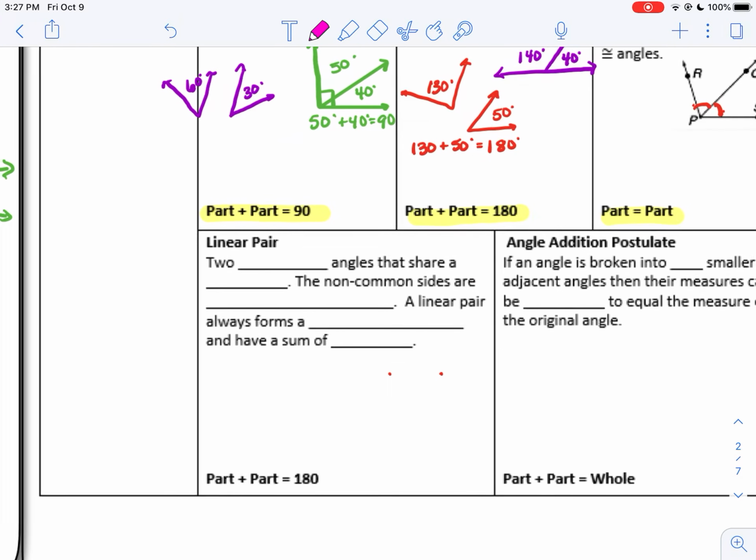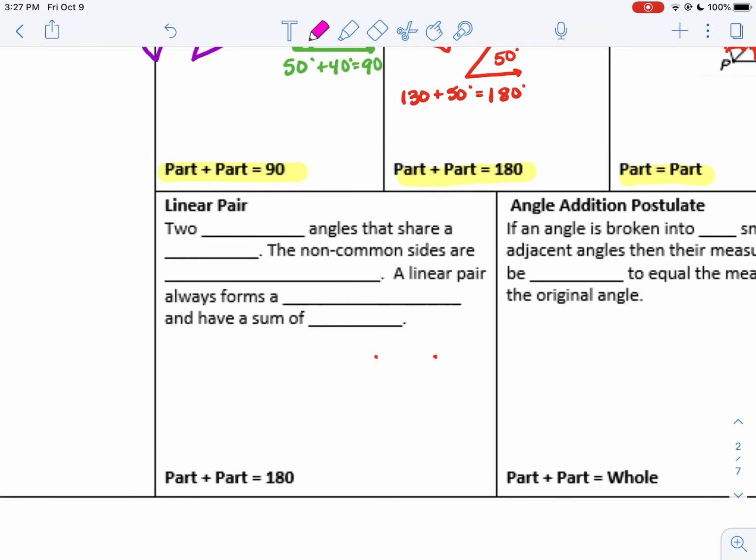We're going to talk about linear pair. And linear pair are two adjacent angles that share a common side. The non-common sides are opposite rays. A linear pair always forms a straight line and has a sum of 180 degrees.